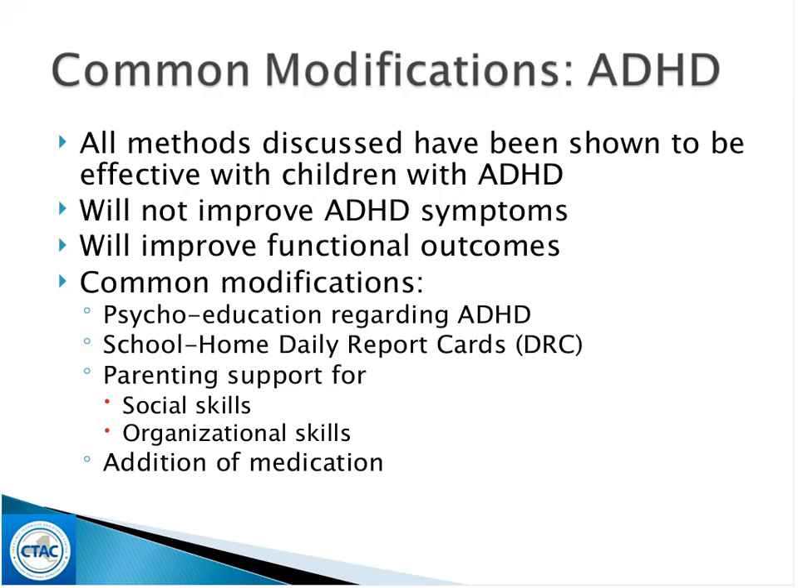Some modifications include psychoeducation regarding ADHD. This is important to gain an appreciation for some of the biological issues that come into play with these kids. Additional modification is a school-home daily report card. This is essentially an incentive system tying school behavior with home rewards. Parenting support for social skills and organizational skills.